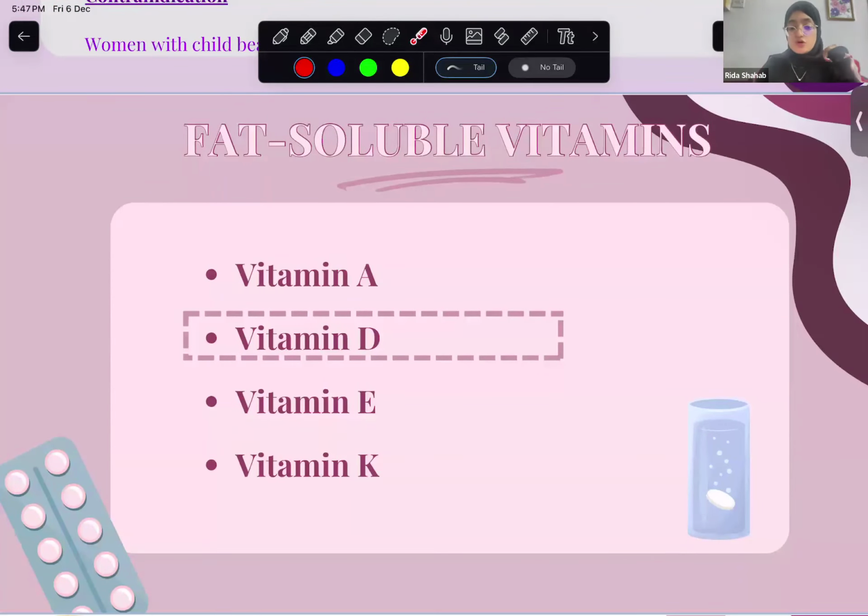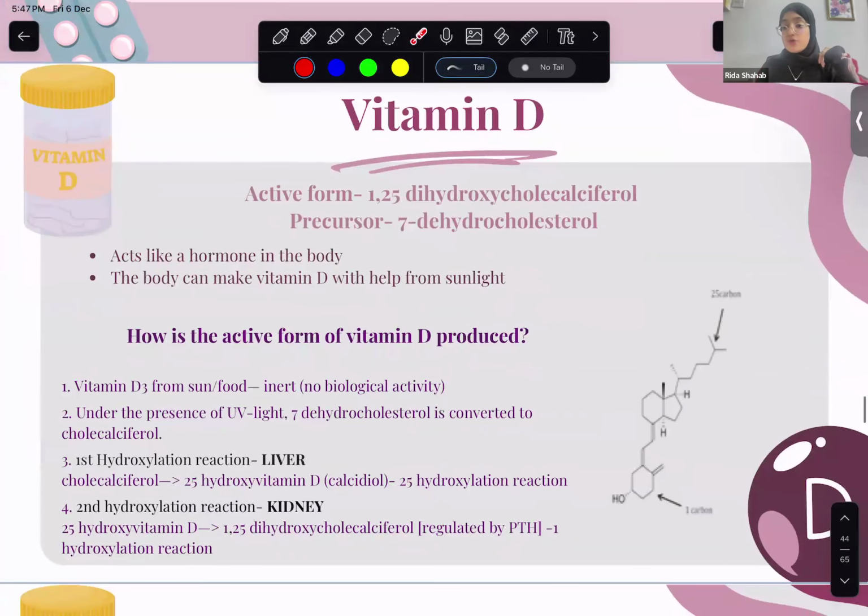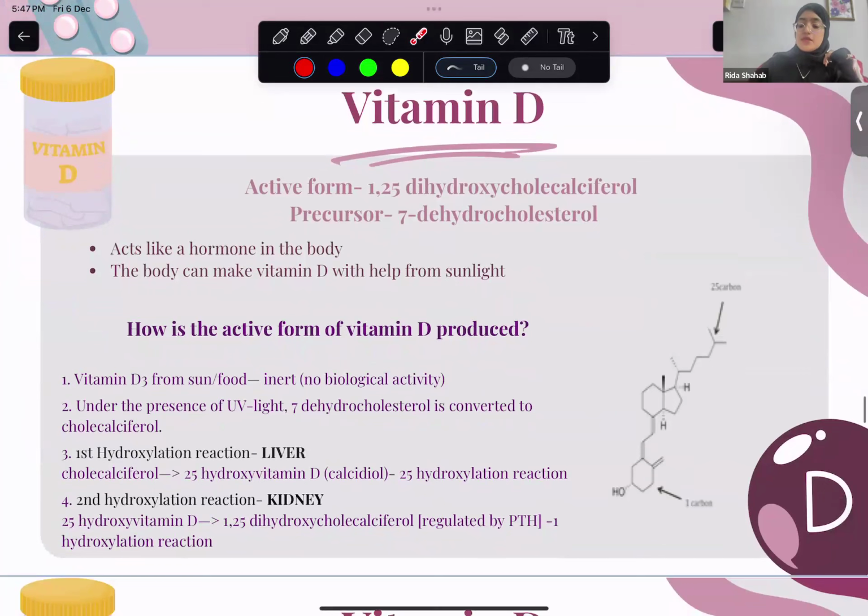Okay, so we're going to be covering vitamin D now. Vitamin D is very important. It can come in the exam. So there are two forms of vitamin D. There's a precursor, which is 7-dehydrocholesterol, and there's an active form of vitamin D, which is 1,25-dihydroxycholecalciferol. And it acts more like a hormone in the body than a vitamin.